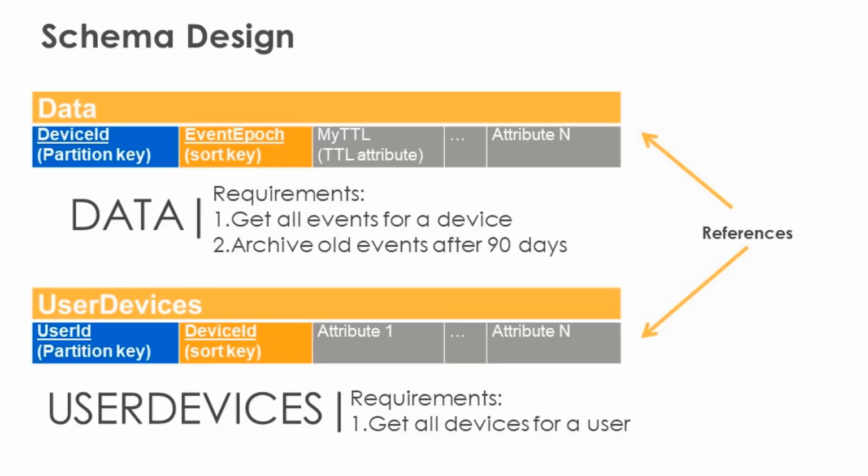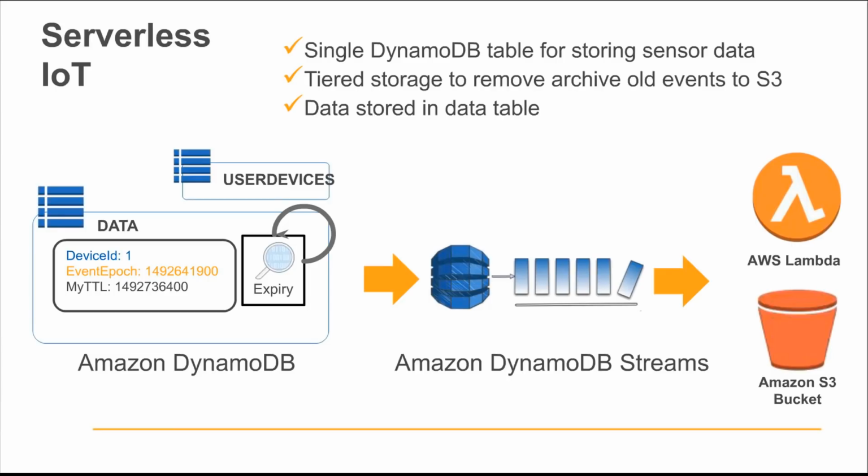Now, the user devices table has a requirement of getting all devices for the user. And so we're going to be able to query the user devices table each time we see device ID. So maybe we can include the user ID in the data table for quick views. So what we've done in this pattern, we set up DynamoDB with DynamoDB Streams. We have every record, every deletion going into streams, and streams is going to copy directly to S3. So we've done a couple of things. We've got a single table, we have tiered storage, and we have obviously the single data table.